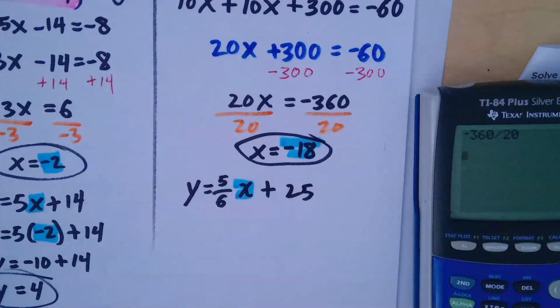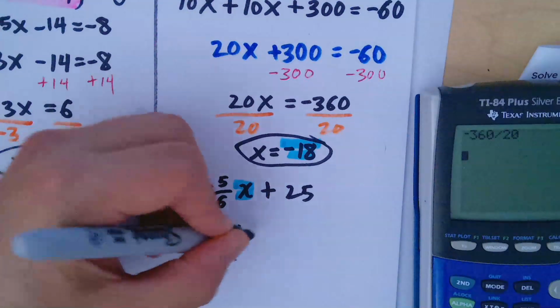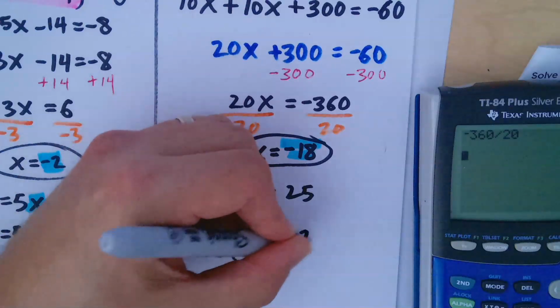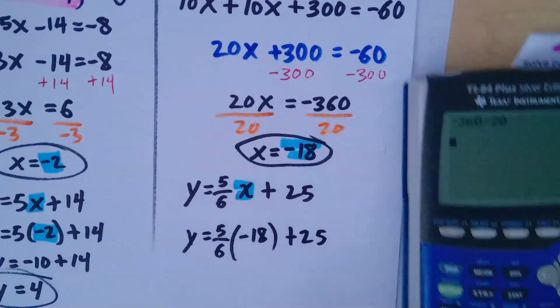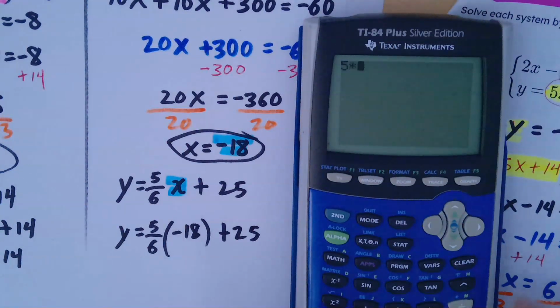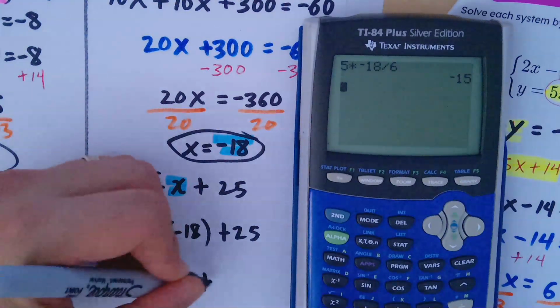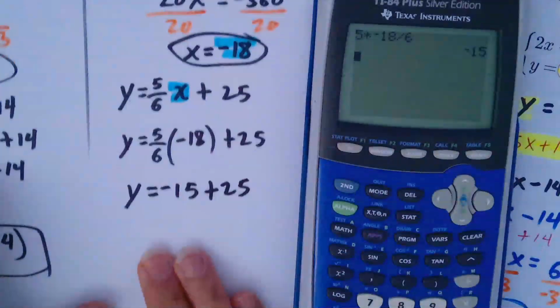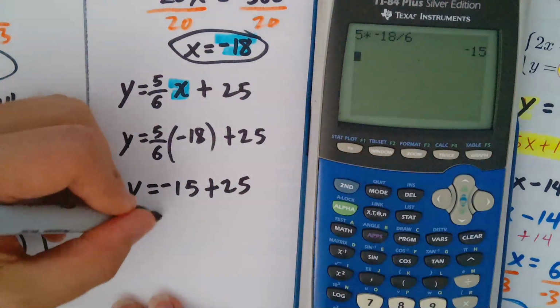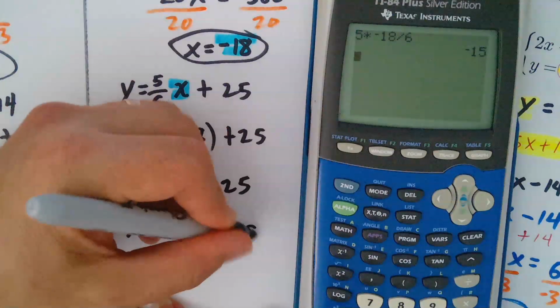So now I've got y equals 5 over 6 times negative 18 plus 25. So 5 times negative 18 divided by 6, and that's going to give me negative 15. So y equals negative 15 plus 25. And negative 15 plus 25, I get y equals 10. So my final solution is negative 18, comma 10.